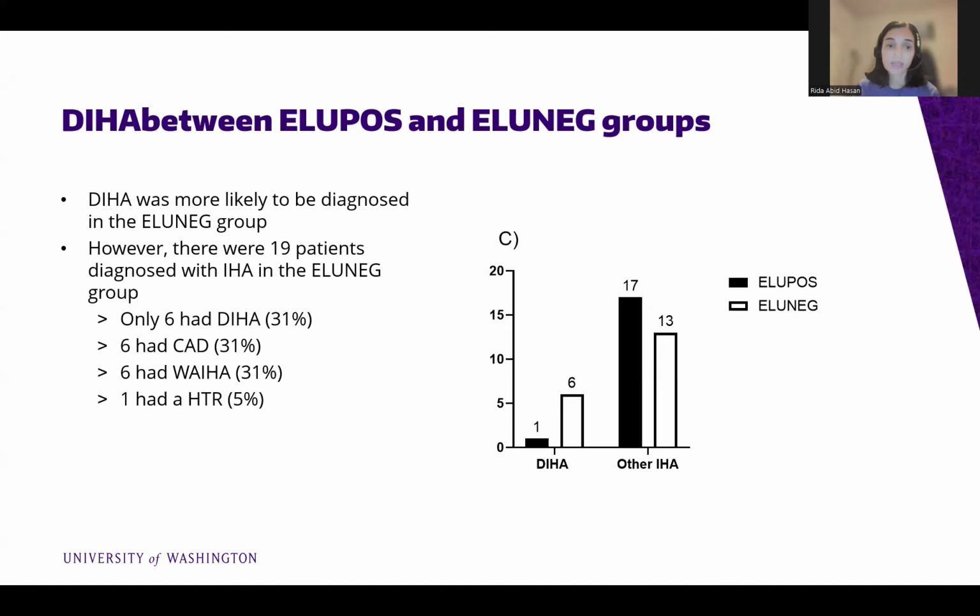It was about 30%. 30% of these patients had cold agglutinin disease, which again would present with a negative elution, as we talked about previously. And about 30% actually still had a diagnosis of warm autoimmune hemolytic anemia despite not having a panagglutinin present on their elution. And then one patient had a hemolytic transfusion reaction.